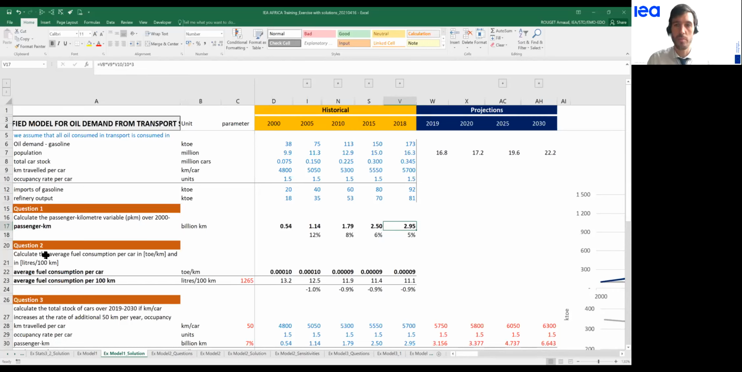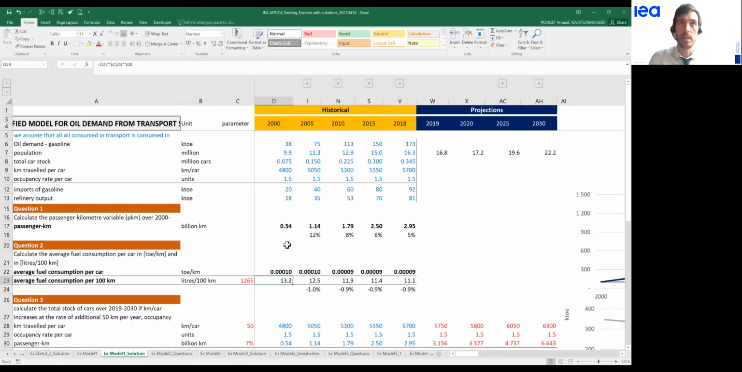Question number two was to understand better efficiency for cars and to look at the average fuel consumption per car. And to do that, you were given the total gasoline demand, so all the oil products consumed in the country per year. And we also know all the kilometers traveled by all the cars. So we can deduct how much energy one car will consume on average per kilometer, and then we convert it to something which is more intuitive, which is liters per 100 kilometers.